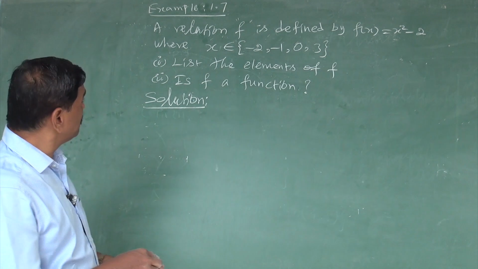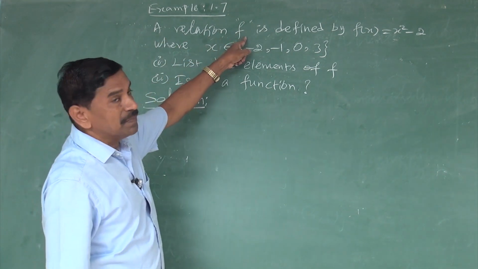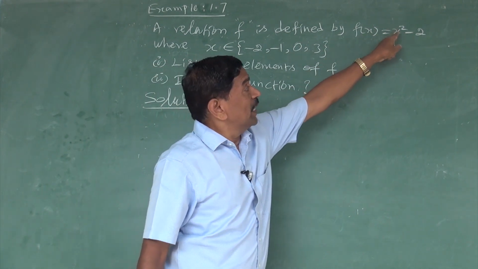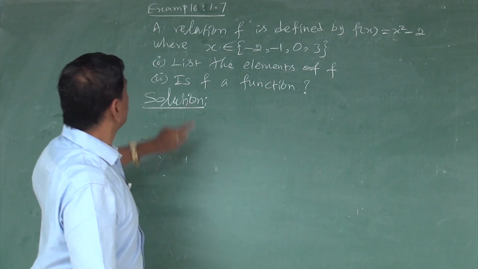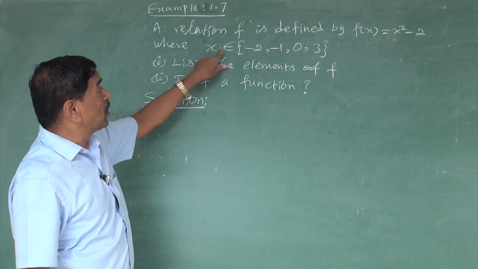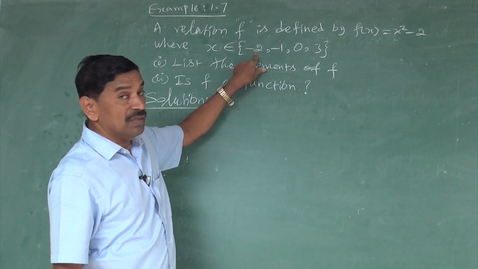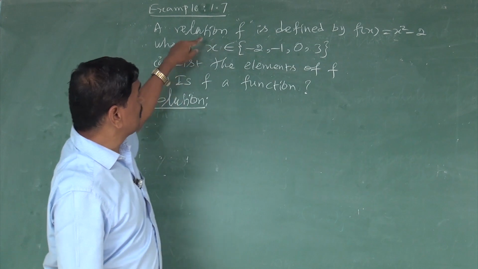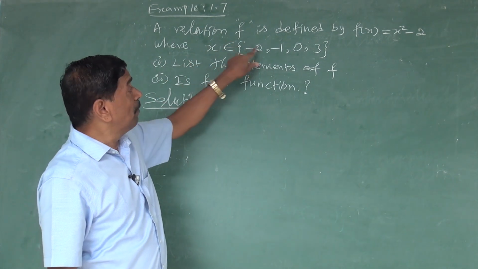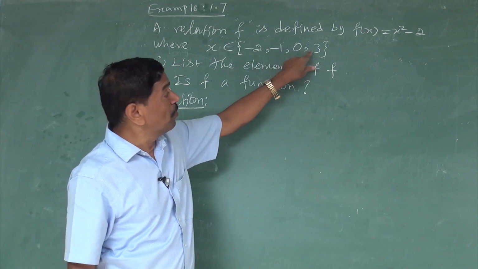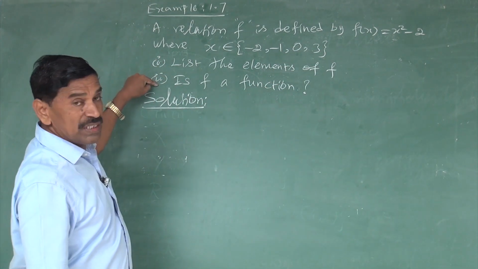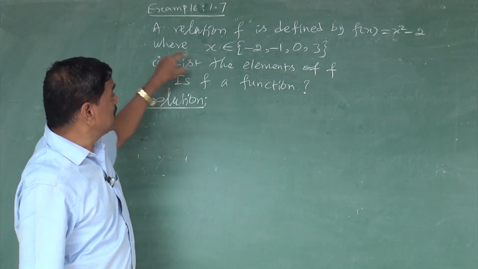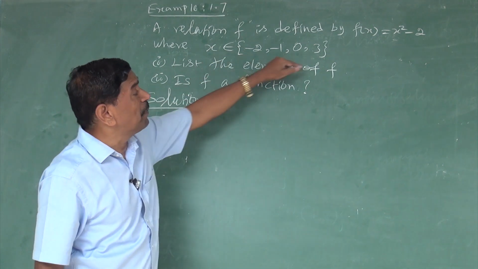Example 1.7. A relation f is defined by f of x equal to x square minus 2, where x belongs to minus 2, minus 1, 0, 3. That means x can take the values minus 2, minus 1, 0, 3. There are two questions. First one, list the elements of f. That means we want to write the ordered pairs of f.